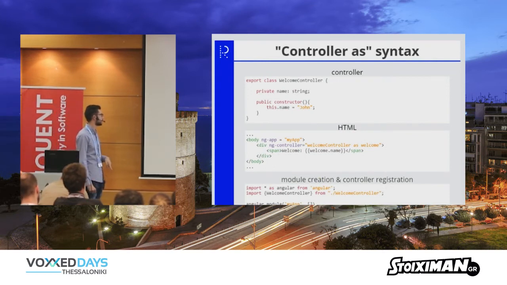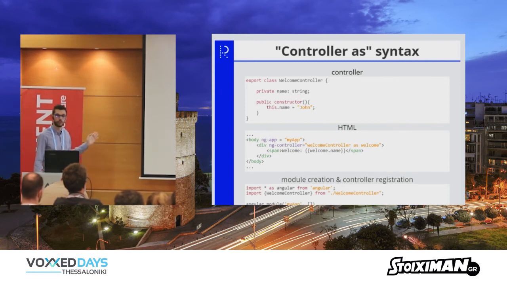Again, in our second snippet, we're using the ng-controller again, but this time, instead of just WelcomeController, we're using WelcomeController as welcome. So essentially what happens here is that our controller instance will be assigned to a property on the scope, and we declare that name. In our case, it's welcome.